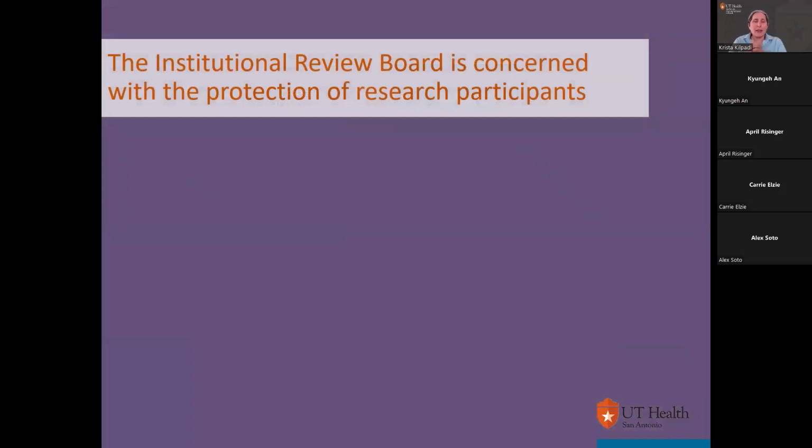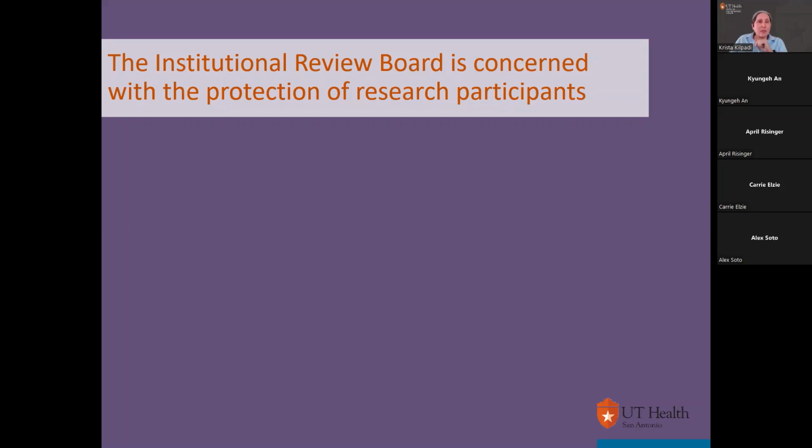So why is it that we actually have an IRB, which, in case you don't know, stands for Institutional Review Board? Their purpose is to protect your research participants. And the reason for this is that back in the 20th century, there was a lot of research that was going on that we would not really consider to be ethical today. A lot of people were harmed.